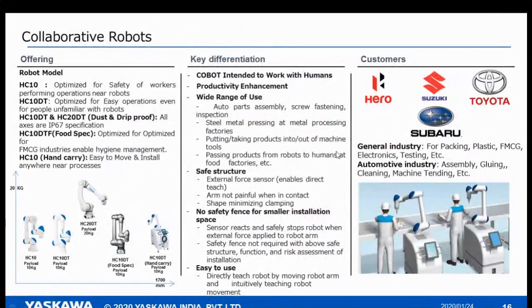Yaskawa has also moved into collaborative robots. Nowadays, people are looking at collaborative robots where the human and robot can work together. So we have started manufacturing collaborative robots also. We supply to Hero, Toyota, Suzuki and all, where the robot and human can work together. You don't need fencing, you don't need any safety requirement, for applications like assembly. Collaborative robots have started working along with the human.